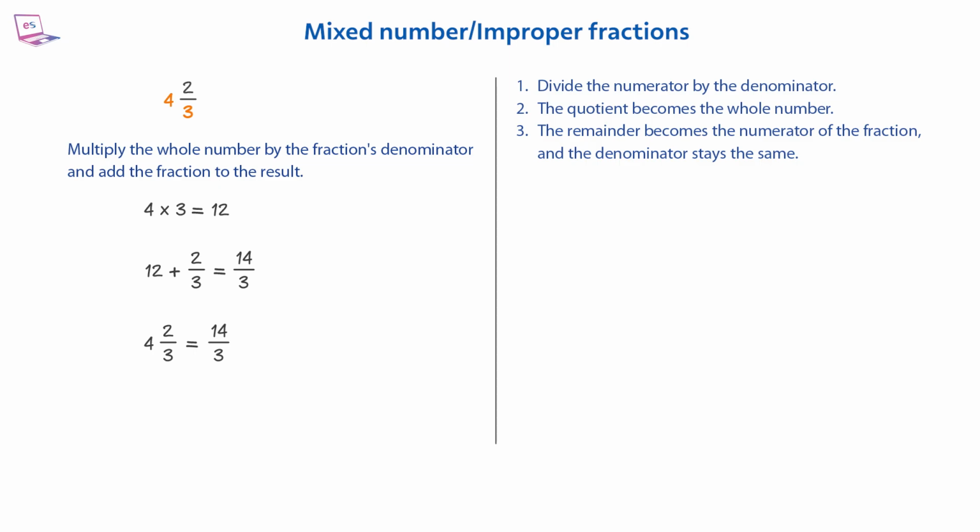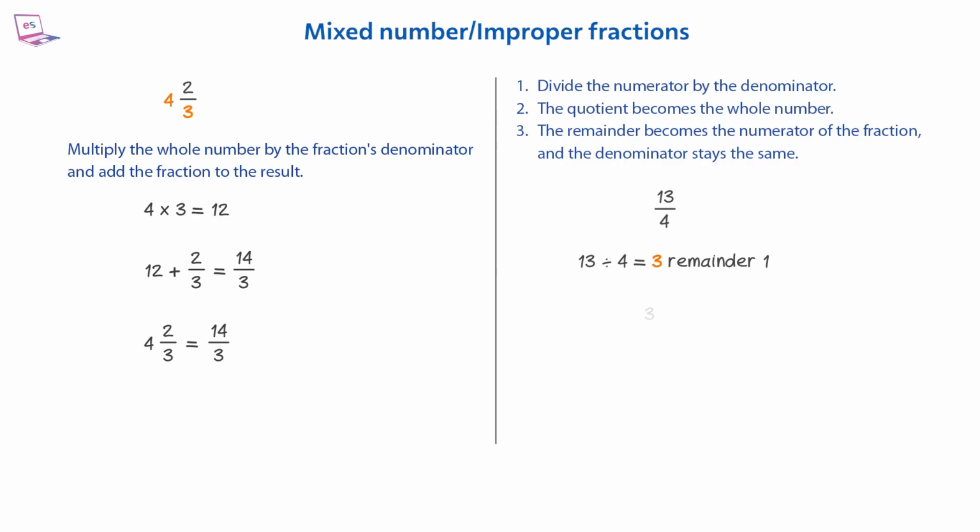Let's see an example. 13 over 4. Let's do the first step of dividing the numerator by the denominator. When 13 is divided by 4, 3 is the quotient and 1 is the remainder.